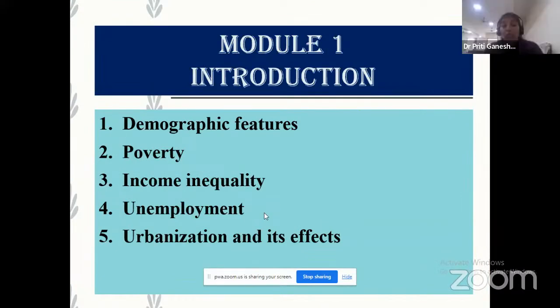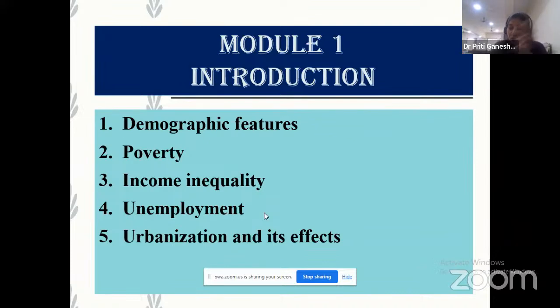Okay, so students, now listen. This is your Indian economy, paper number 3 for semester 6. Before you start any subject, you should know how many topics and how many modules there are. In this paper, you already know that you have to attempt 75 marks. The entire syllabus of this paper is divided into 4 modules.